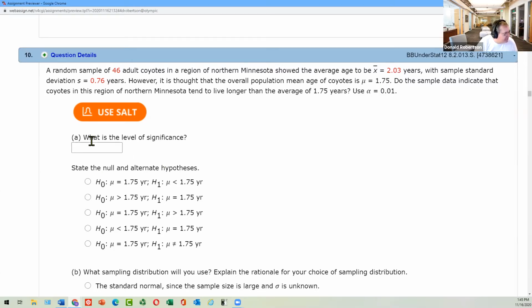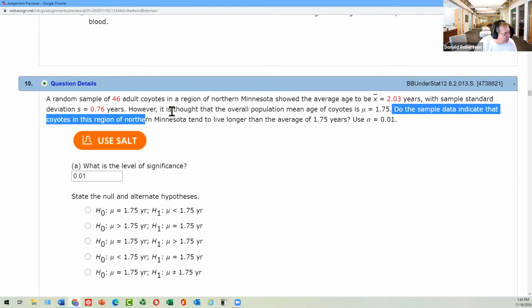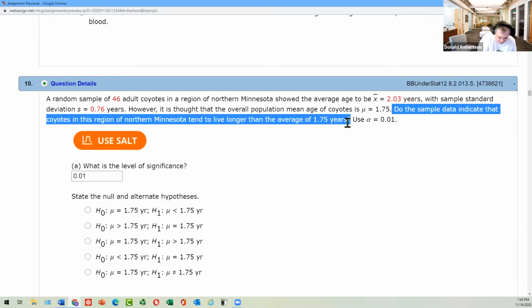So what's the significance level? That was a pretty simple question, 0.01. Right. Oh, and we need a story. Here it is. Does the sample data indicate that coyotes in the region of North Minnesota tend to live longer on average than 1.75?